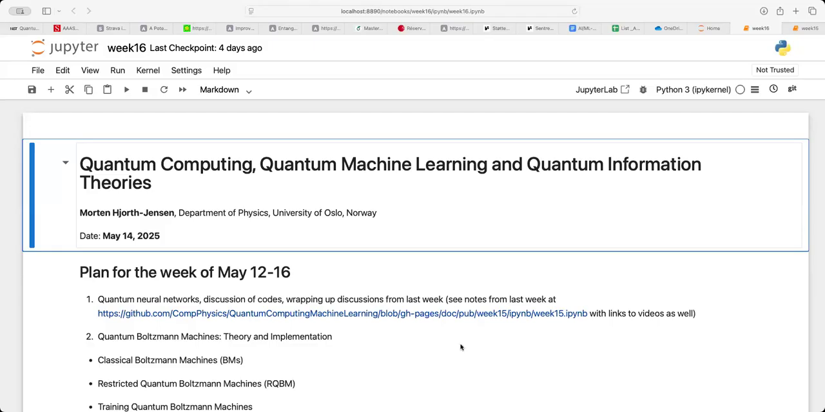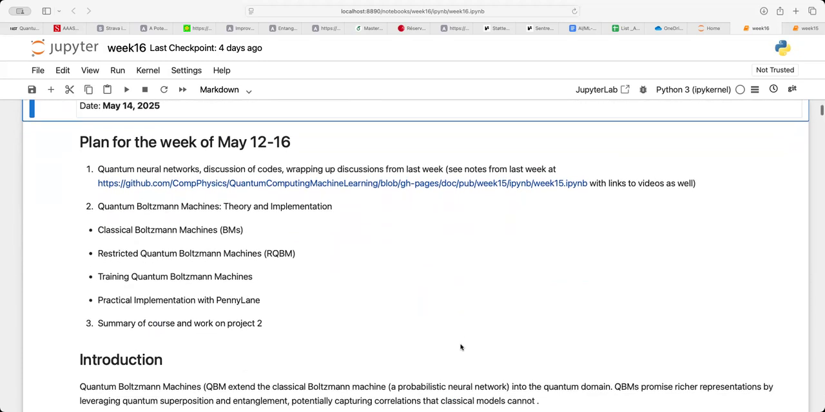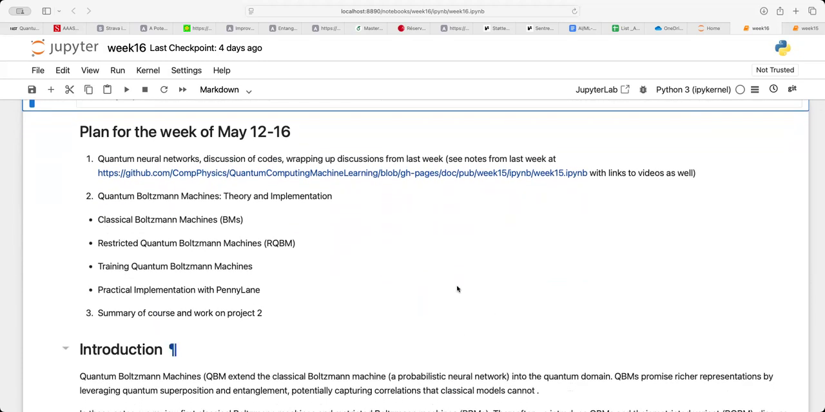So welcome back and welcome to the last formal lecture in this course on quantum computing and quantum machine learning. And the topic today is actually first to go back a little bit to what we did last week in connection with quantum support vector machines and in particular quantum neural networks, because this is a method which we just started to scratch the surface of last time.